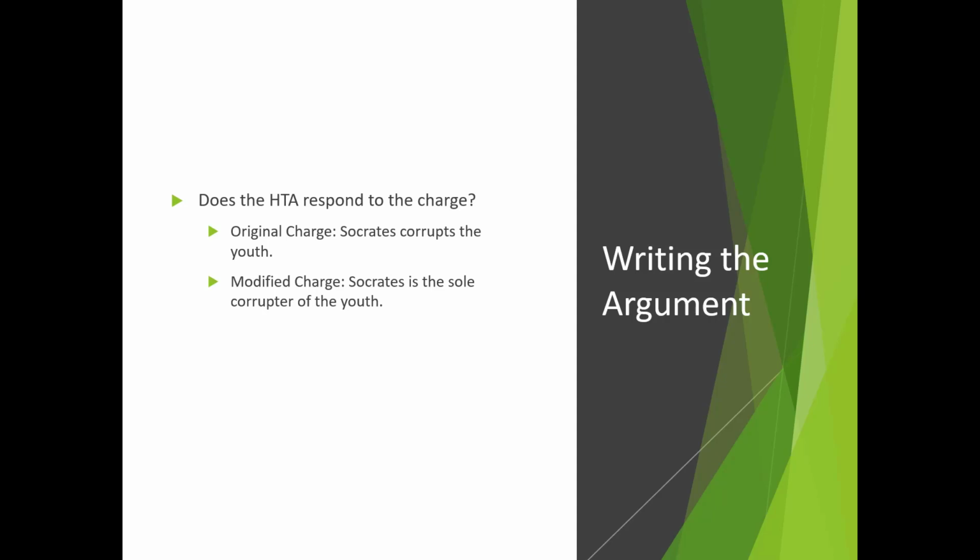So when assessing the horse trainer analogy, again, the first thing is assessing the quality of the analogy. Is it strong or is it weak? Based on those three standards. Second thing to do is to answer the question, does it respond to the charges? And there are two sub-issues there. Does he refute the original charge that he is a corrupter? And does he refute the charge that he is a sole corrupter? And that ends the horse trainer analogy part. The next part is the unintentional argument.